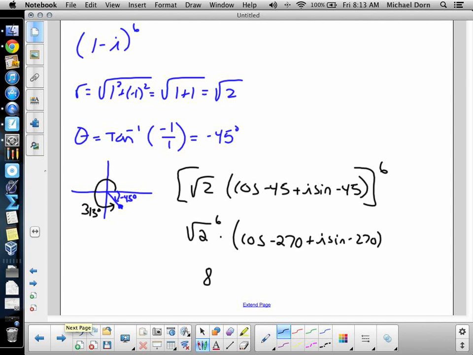And you could do that in your calculator. Cosine of negative 270. Well, negative 270 is actually 90, isn't it? Okay. And cosine is going to be 0 plus i sine negative 270, plus i times 1. So 8 times 0 is 0. 8 times 1 is 8. So that's 8i.